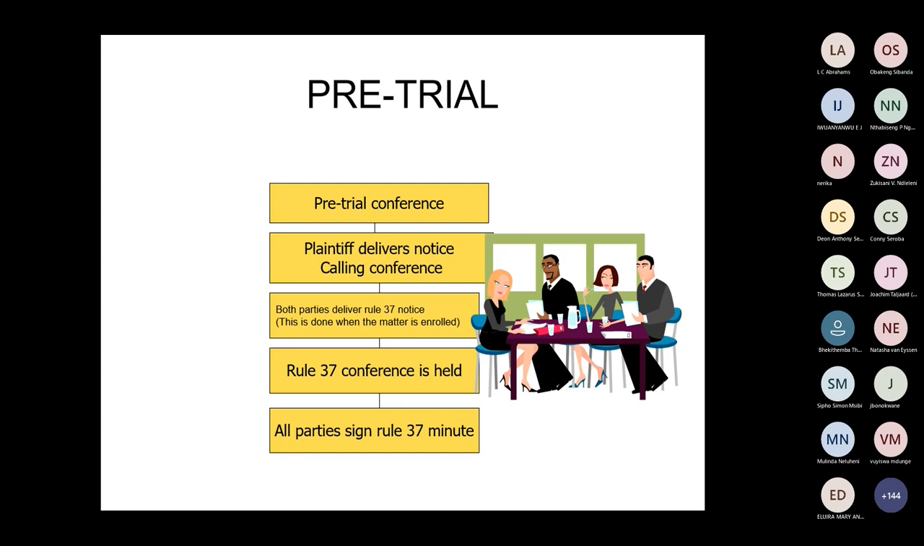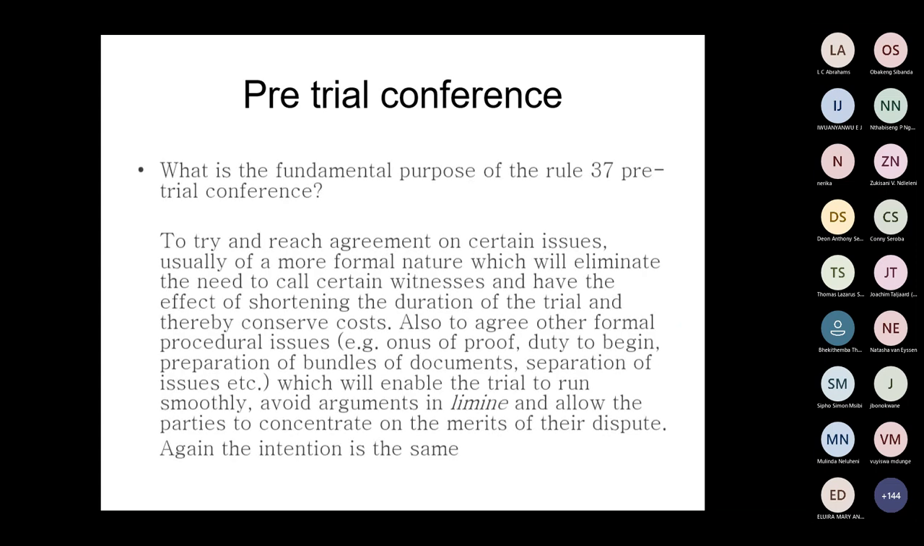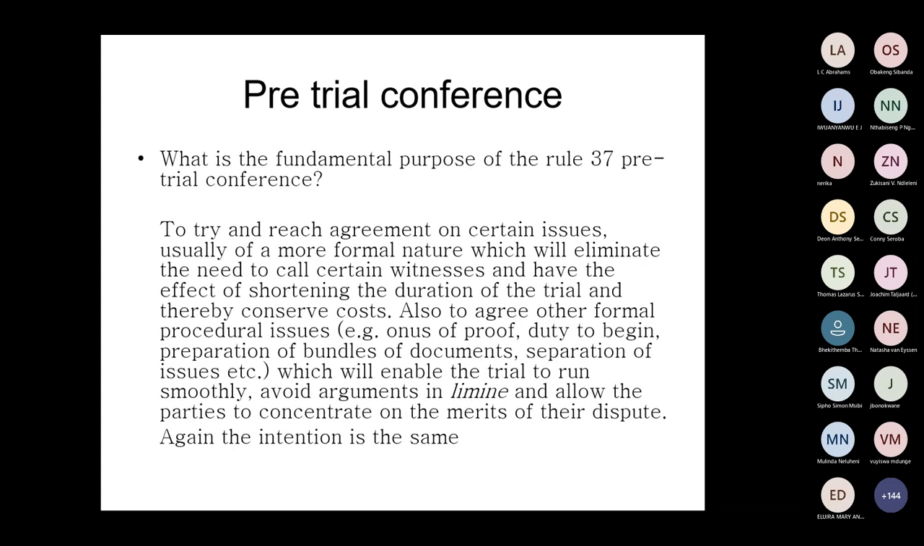Okay, so at the pretrial conference, this is important, you must discuss the following, and it's in your manual, and it's also in the rules. Rule 37, sub rule 6 says the minute must reflect the following, okay? The minutes of the pretrial conference shall be prepared and signed by or on behalf of every party, and the following shall appear therefrom. Now, this is what you must discuss at the pretrial conference. The date, the place, and the duration of the conference, and the names of the persons present.